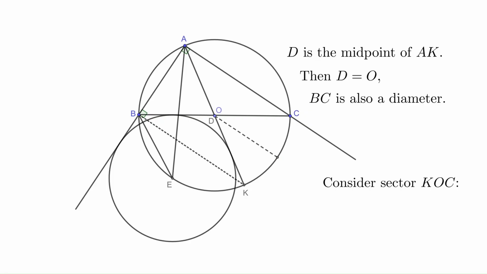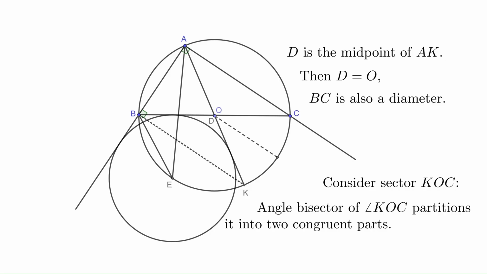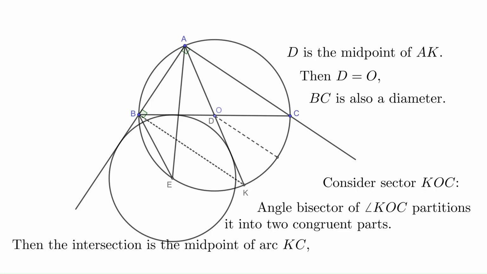Now look, O is the center of the circumcircle, so KOC is a sector. The angle bisector of KOC partitions the sector into two congruent parts. So the intersection is actually the midpoint of arc KC. As a result, if we connect this point to A, it must be the angle bisector of CAK. And the proof is done.